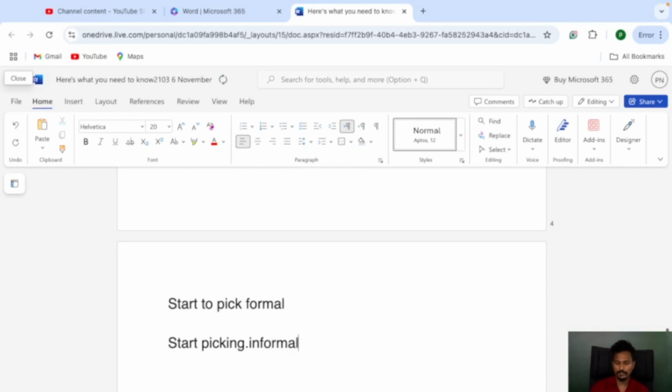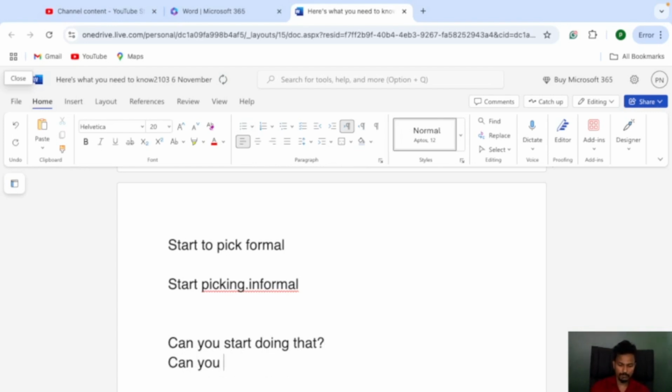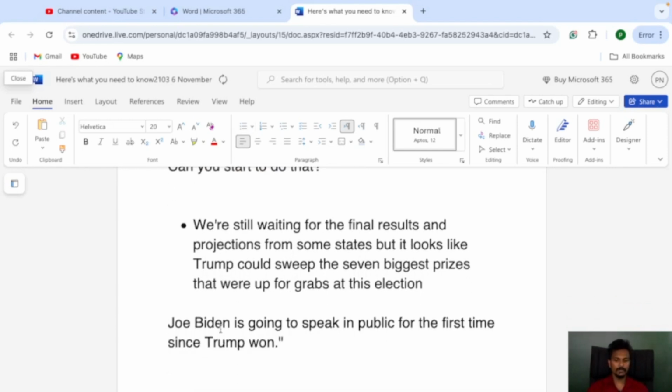That's why I told you, right? Throughout this article, they have a lot of informal language. Can you start doing that? Can you start to do that? So both are possible, okay? But one is formal, the other one is informal. Okay, let's go to the other one.